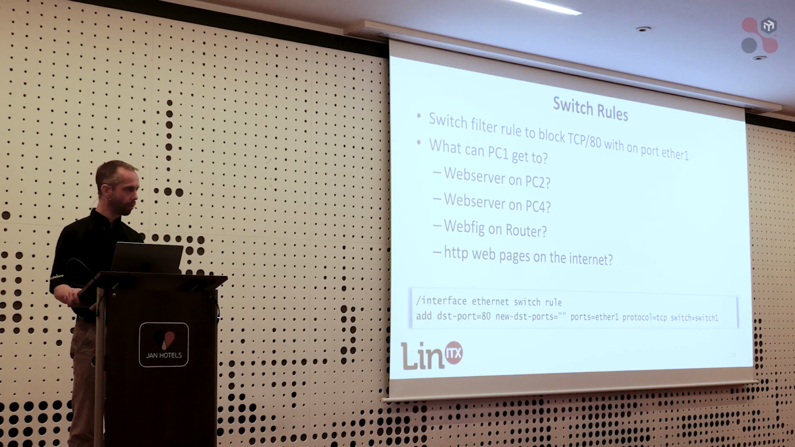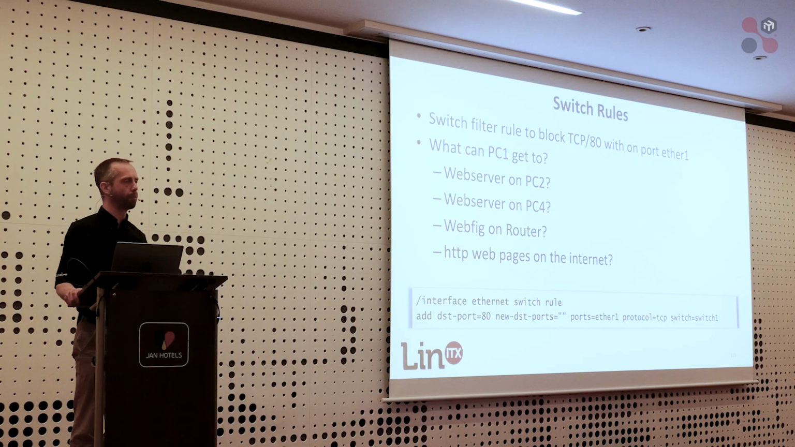My switch rule there is dst-port 80, ether1, because that is where my device is coming from. I'm testing from ether1, so I've applied the rule to run on ether1 because it has to run on ingress. Protocol TCP, switch1, I only have one switch in my device. And the slight confusion with switch rules is how to drop with a switch rule. There is no action drop. You define your action as new dst-port, no port. There, dst-port blank is drop.